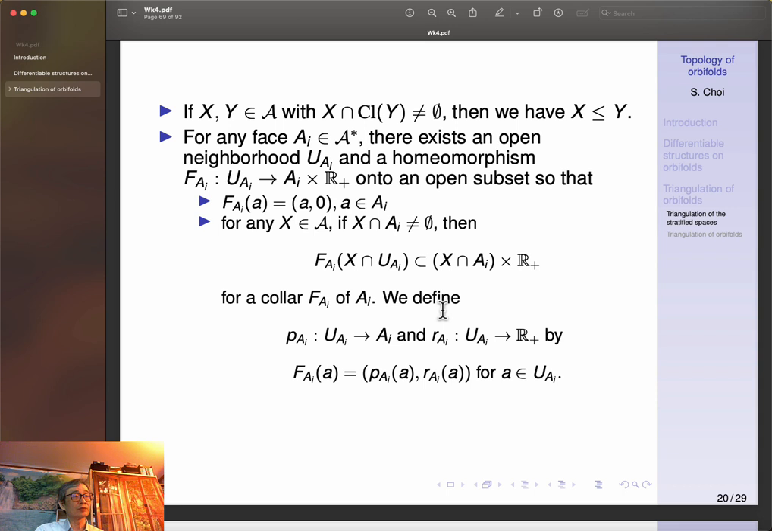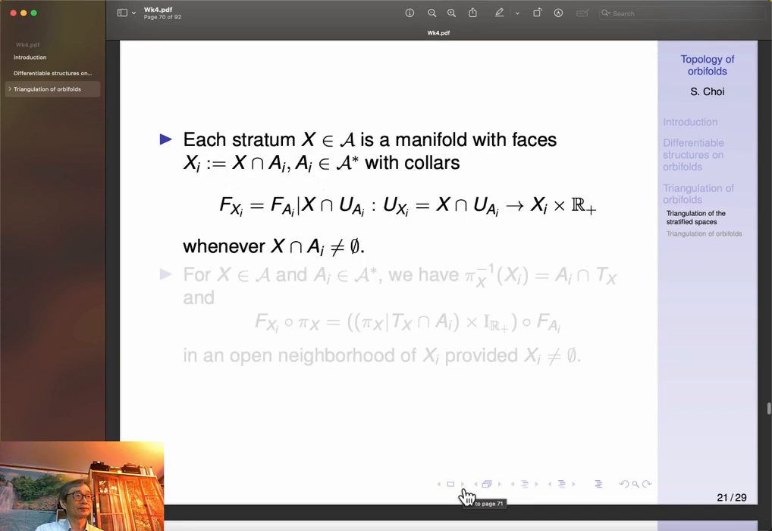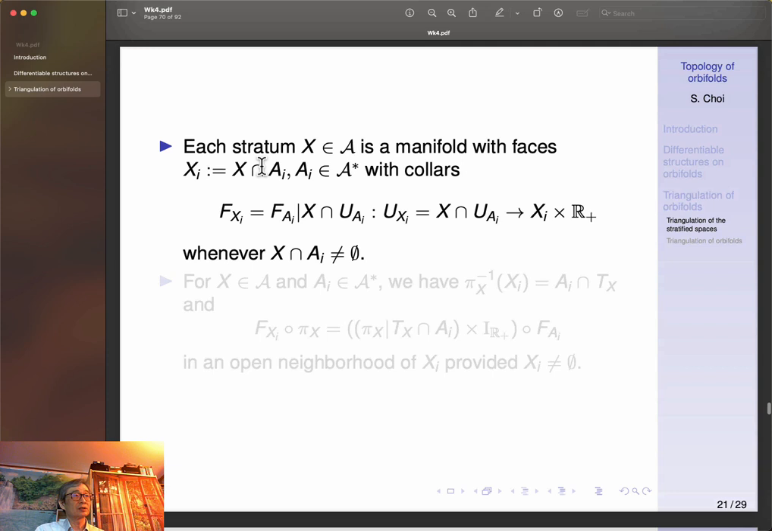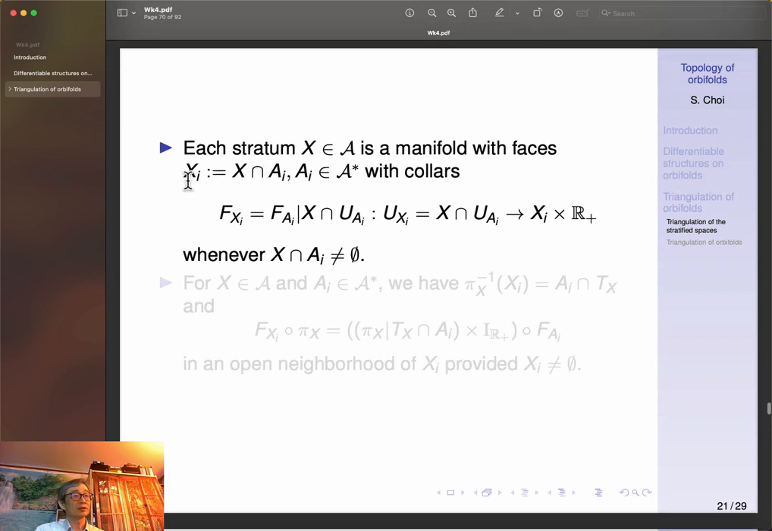And we define P_A to be U_{A_i} going to A_i, and R_{A_i} going to U_{A_i} to R plus, and then the F_A will satisfy this relation, okay? Because these are homeomorphisms, so it will satisfy this property. So each stratum is a manifold with faces. So X_i, which is X intersect A_i, A_i is in A star with colors. So manifold with faces means a manifold with corners, and the faces will be these.